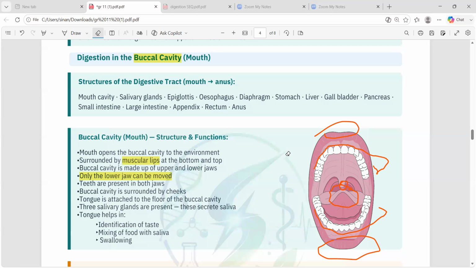And now tell me, which gland secretes saliva? Which gland mainly secretes saliva? Very good. Salivary glands. And who can identify the taste?